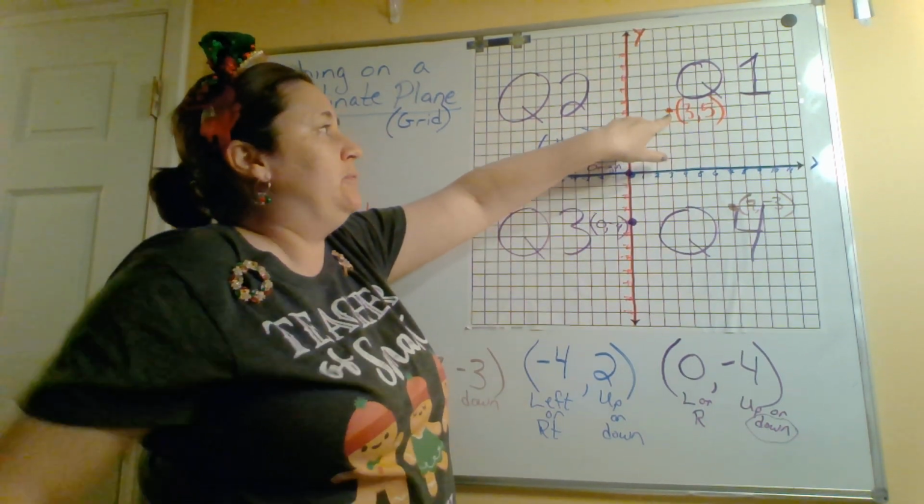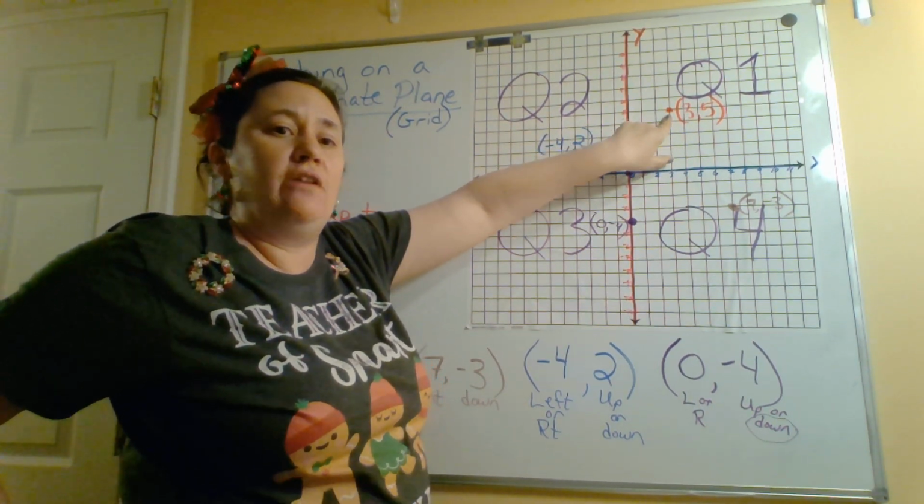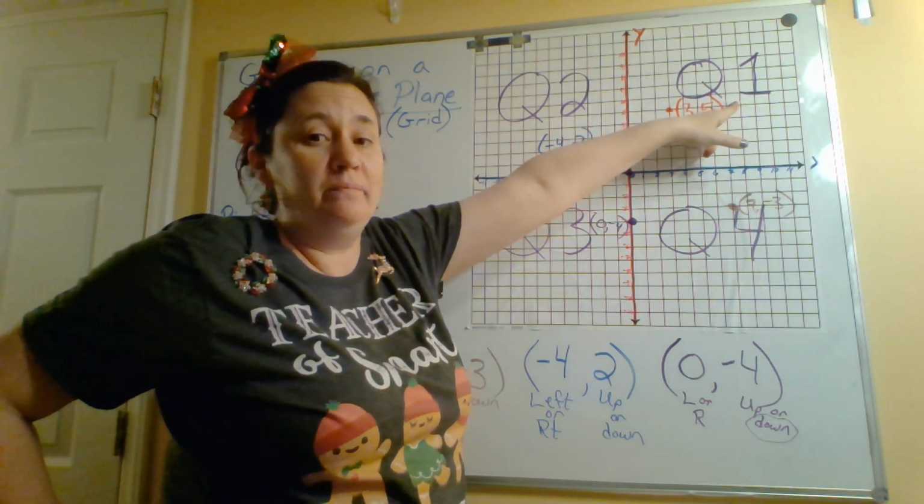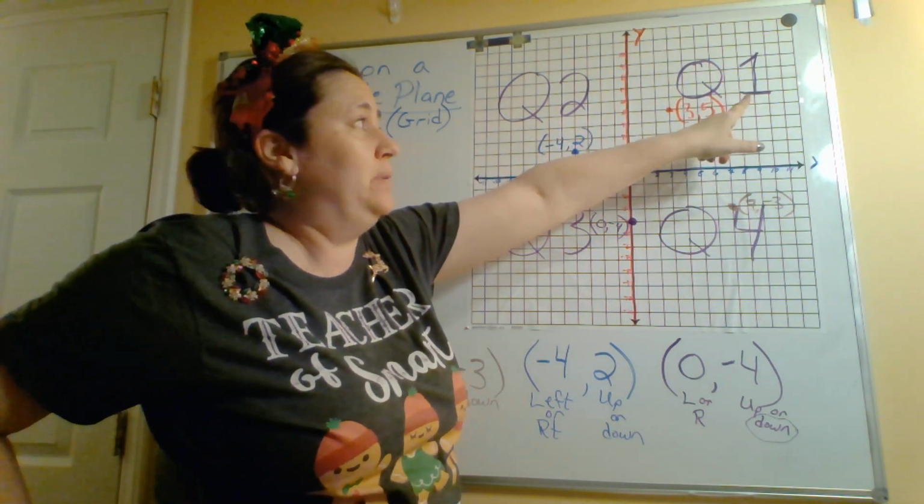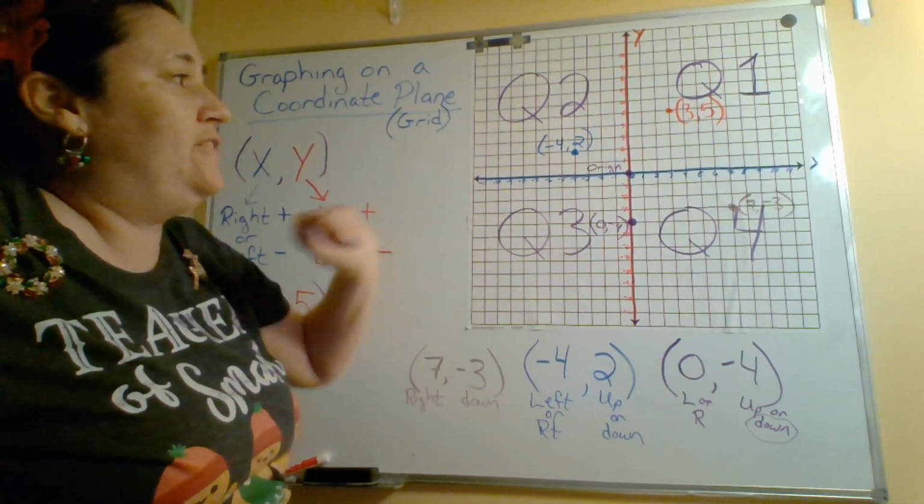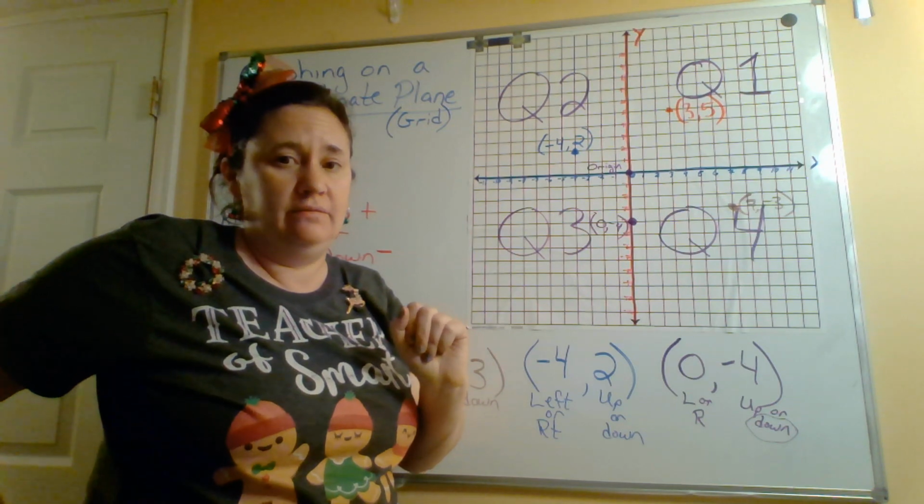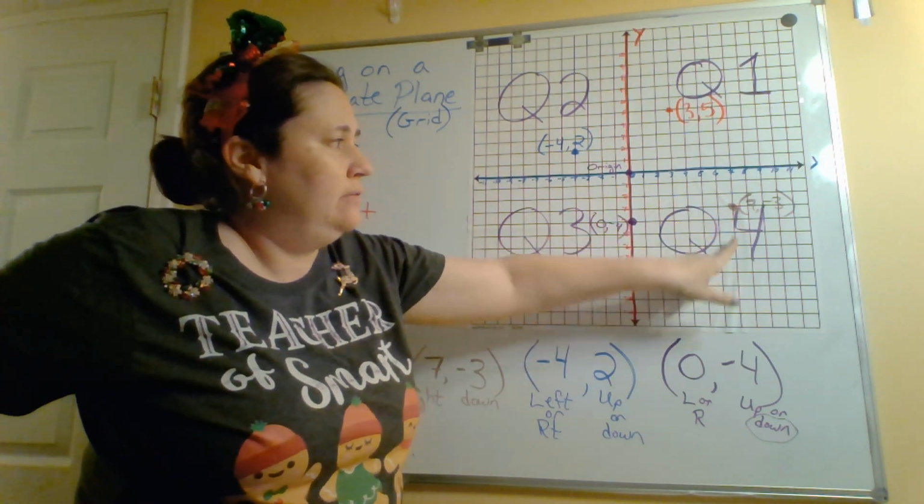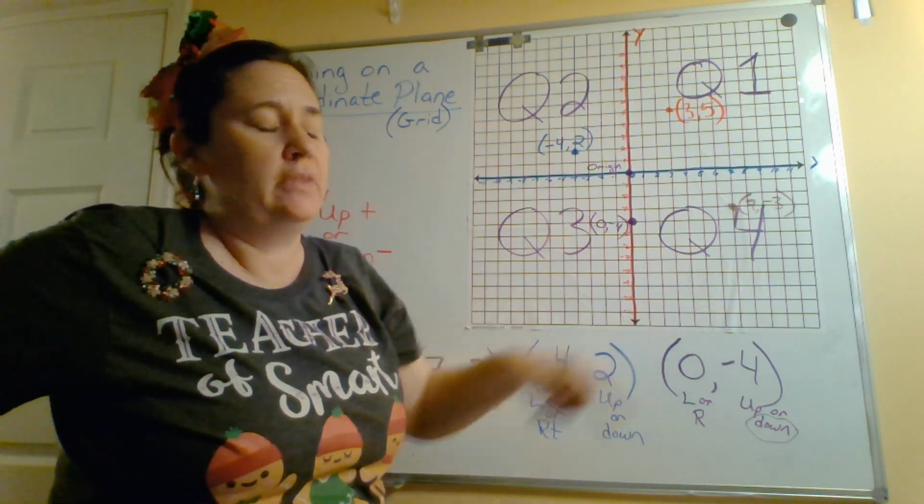How about this point right here, the point (3, 5)? What quadrant is it located in? Quadrant 1. Big old Q1 right there is a big hint. What quadrant is (7, -3) located in? It's right there in quadrant 4.